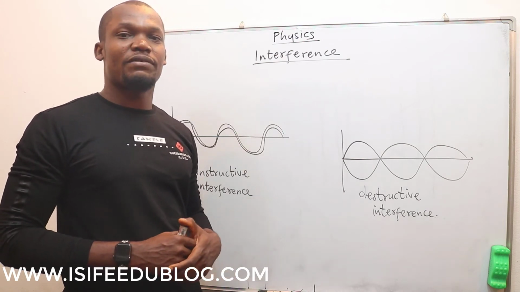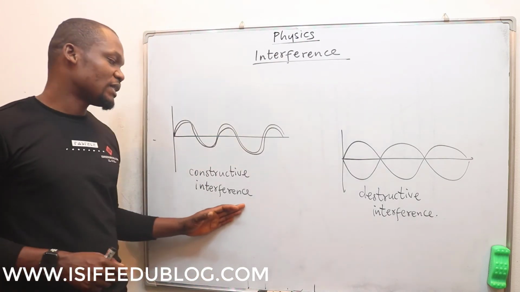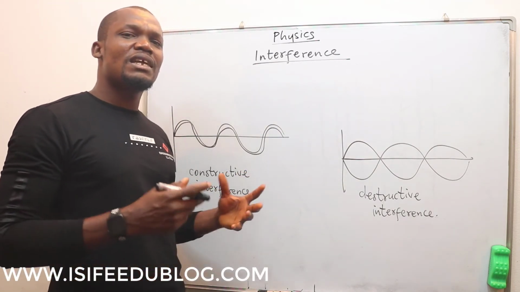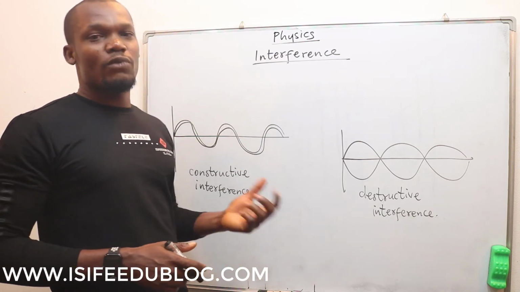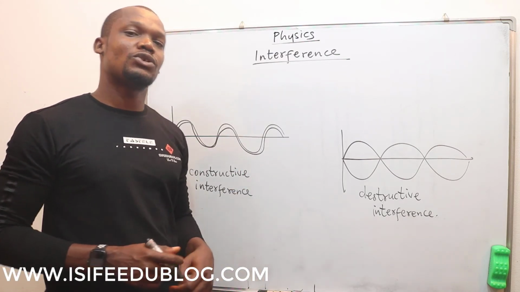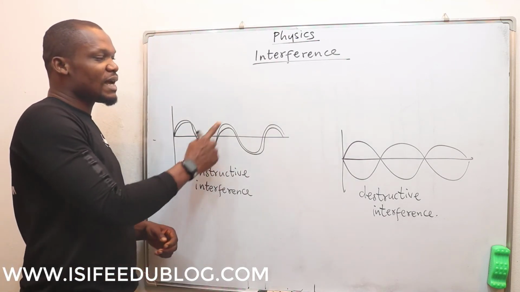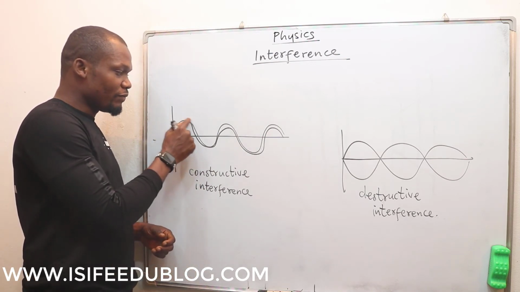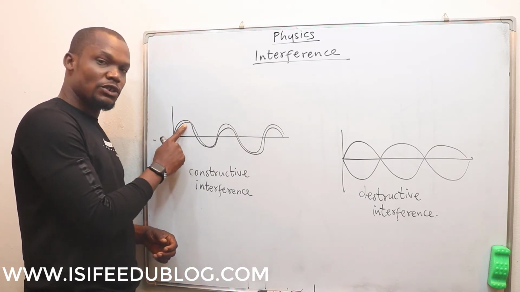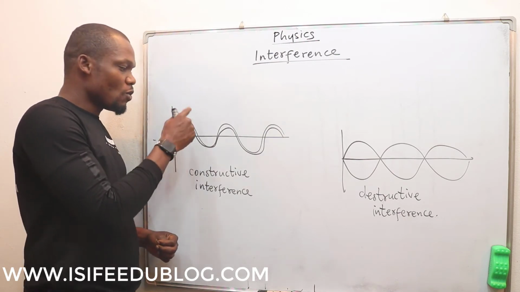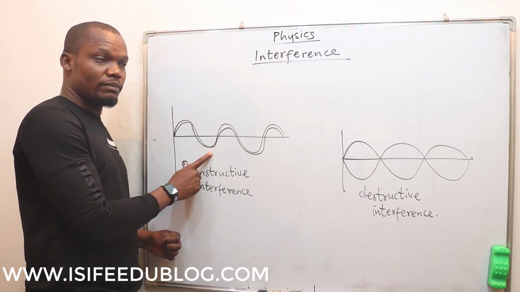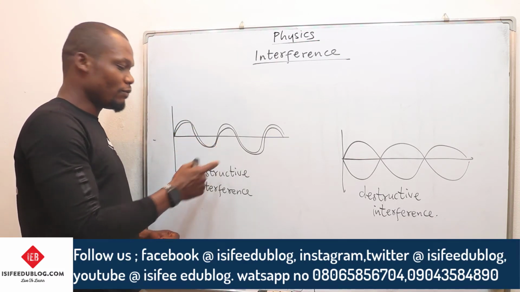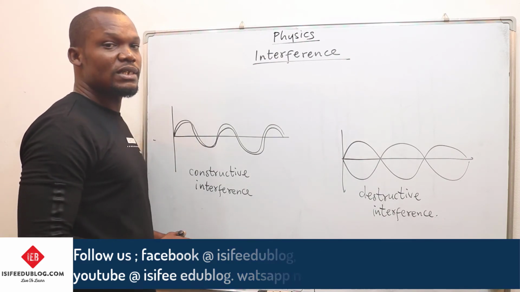We have two types of interference. The first interference, as we can see here, is the constructive interference. What is a constructive interference? It is an interference in which the crest overlaps the crest and the trough overlaps the trough. So, you can see from this sketch here, we are using two waves. The first wave is on top, the crest of the first wave is on top of the crest of the second wave, and the trough is on top of the trough. So, hence, when crest is overlapping crest and trough is overlapping trough, we say it is constructive interference.